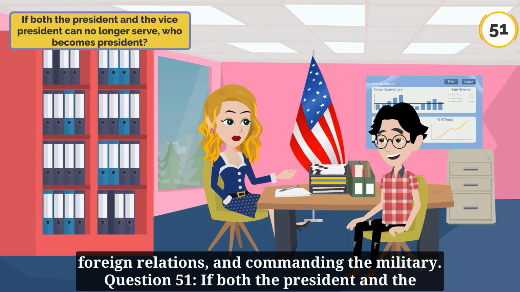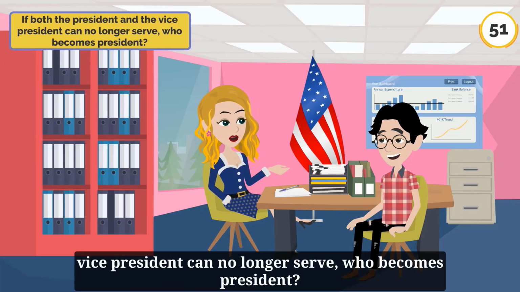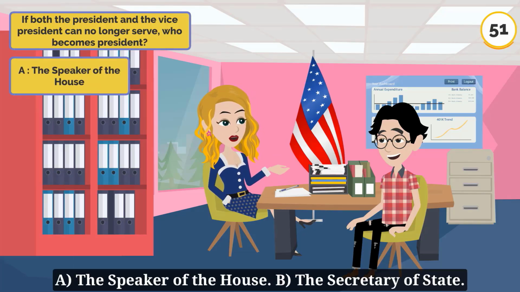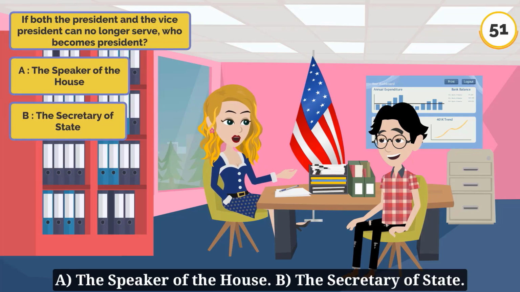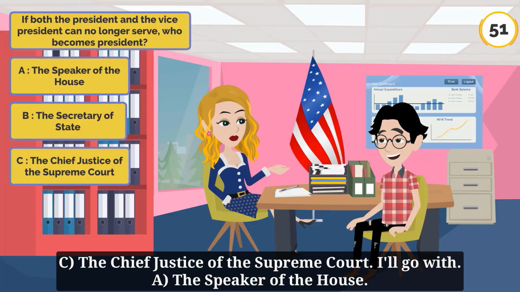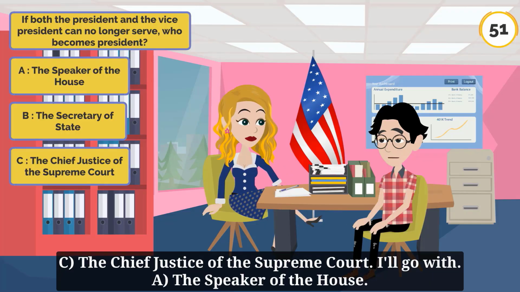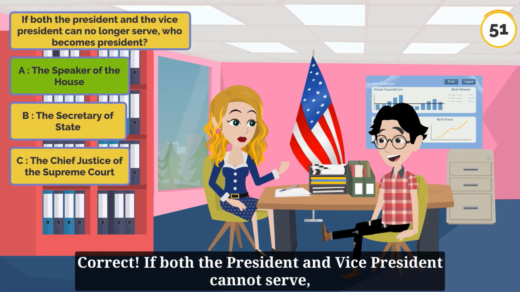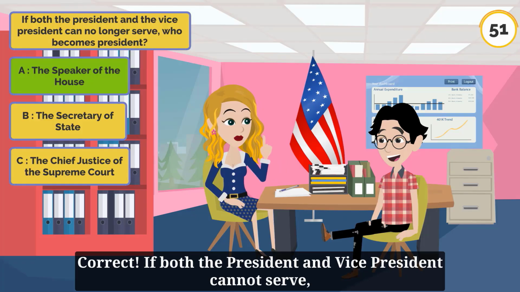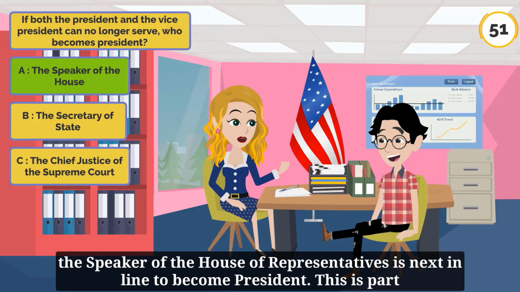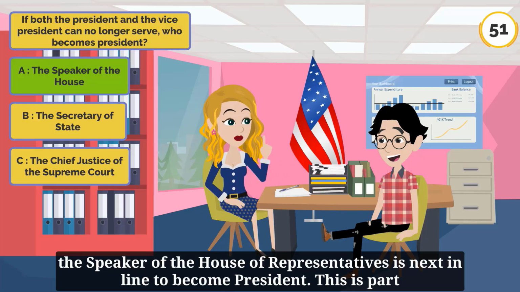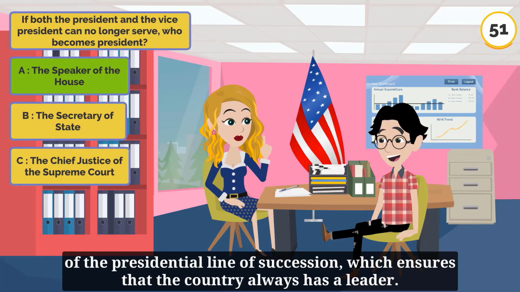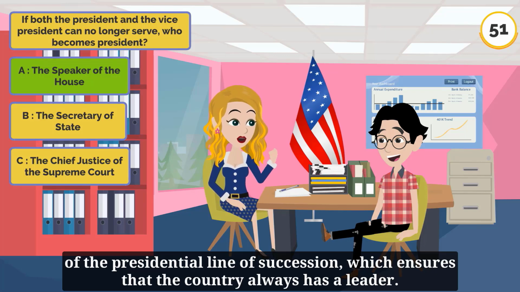Question 51. If both the president and the vice president can no longer serve, who becomes president? A. The Speaker of the House. B. The Secretary of State. C. The Chief Justice of the Supreme Court. I'll go with A. The Speaker of the House. Correct. If both the president and vice president cannot serve, the Speaker of the House of Representatives is next in line to become president. This is part of the presidential line of succession, which ensures that the country always has a leader.